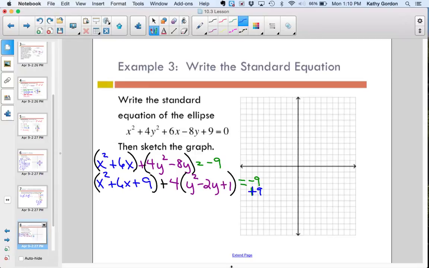And then what did I add on the left side for the y's? 4. Because everything in this parentheses has a multiplier out here. So even though it's a 1 that completes the square, I actually added a 4 to it, because that 1 gets multiplied by that 4. And so I need to do that over on this side as well.